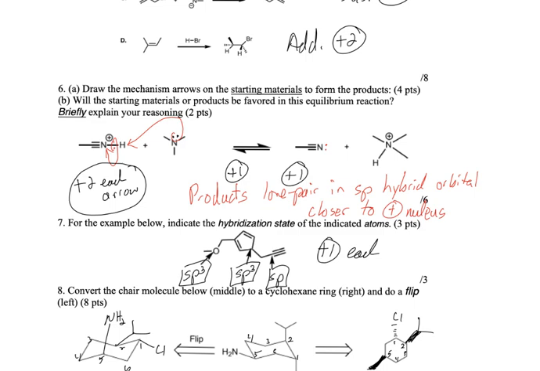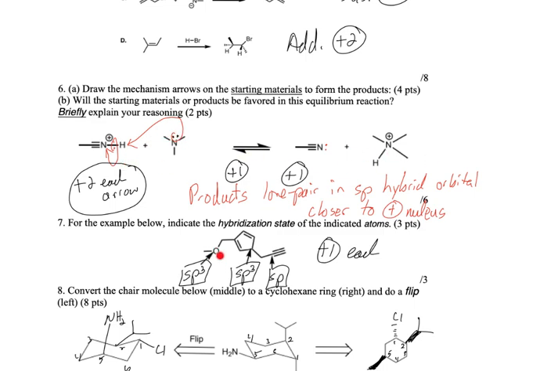Be careful with that. The products are favored because of the lone pair in an sp hybrid orbital. So this nitrogen's sp hybridized. That lone pair is in an sp hybrid orbital, which is shorter and closer to the nucleus. So that makes this side more stable, less reactive. This is in an sp3 hybrid orbital, which is longer, farther from the nucleus, so more reactive. That makes it more likely to go this direction.